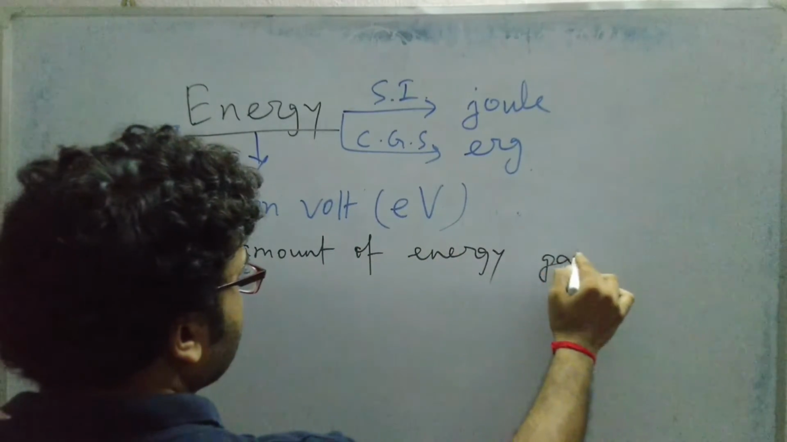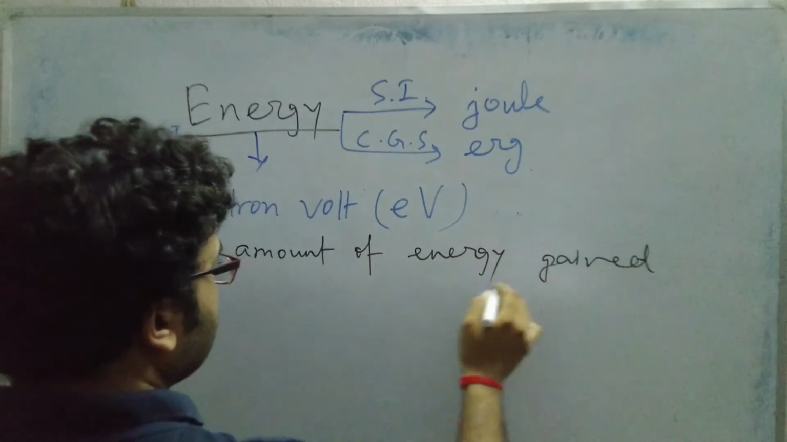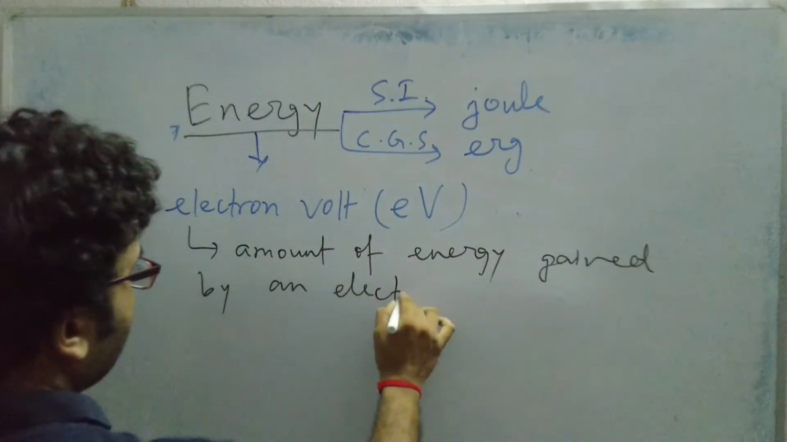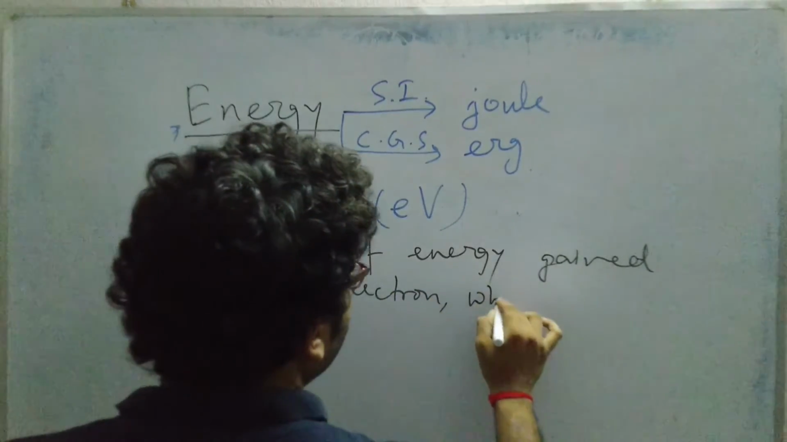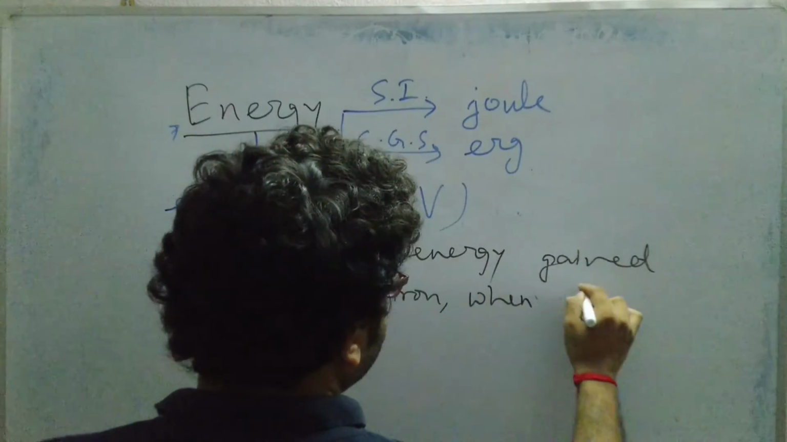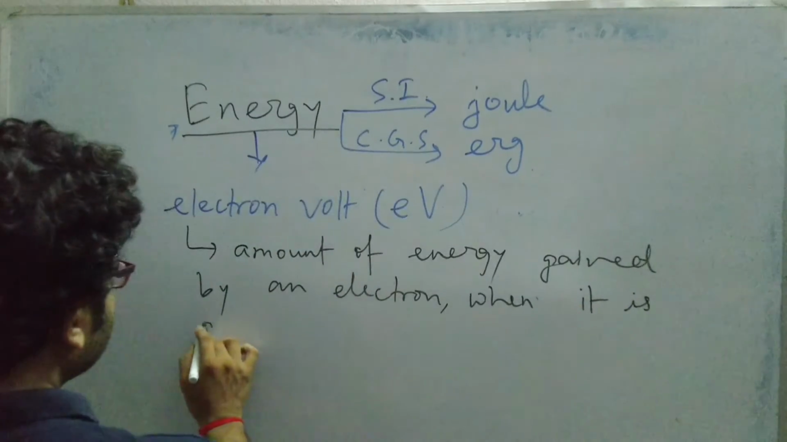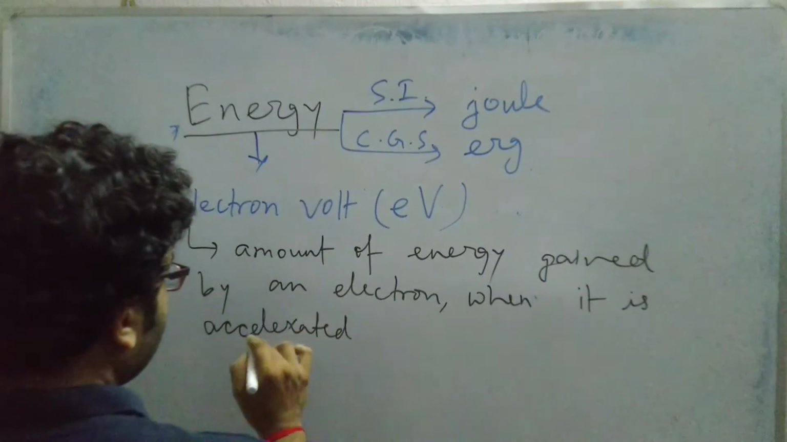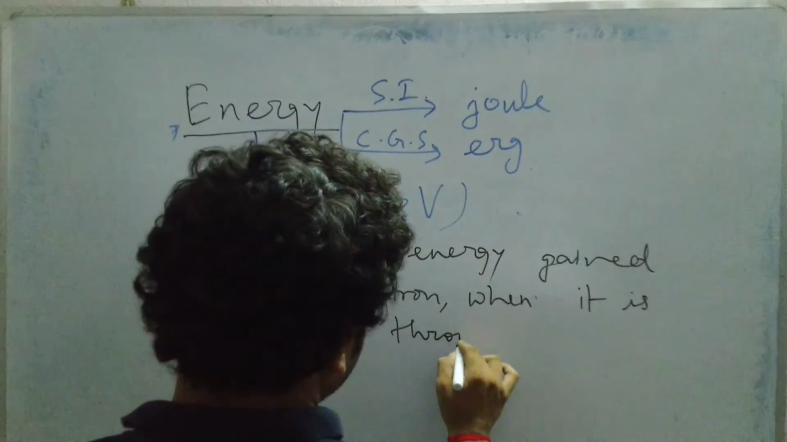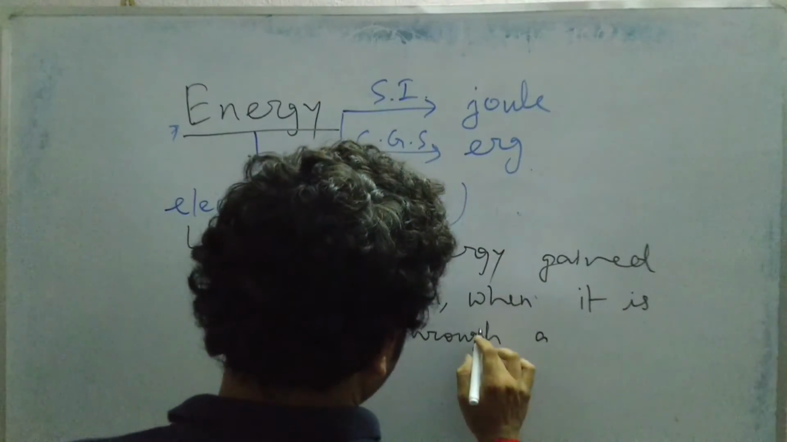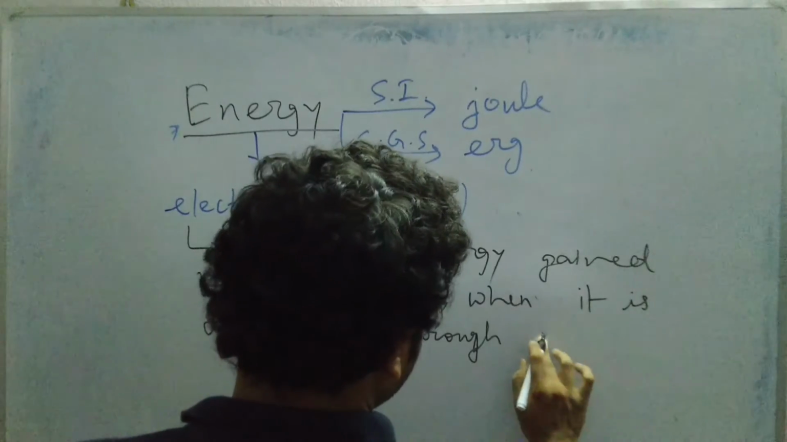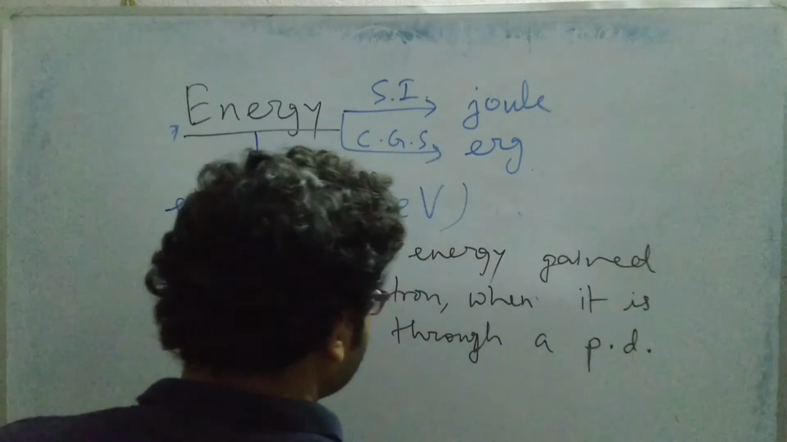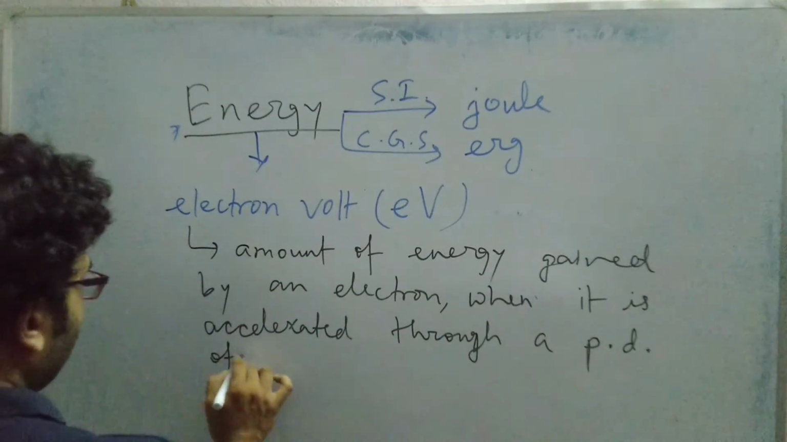gained by an electron when it is accelerated through a potential difference, which we are writing in short as PD, of 1 volt.